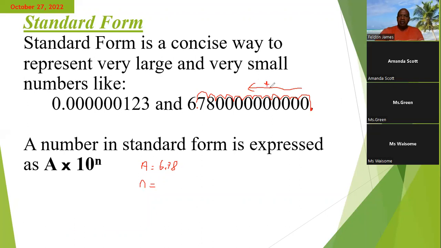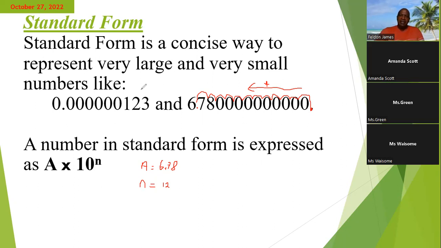So we know that the number of places tells you what n is, so n is 12, and the direction in which you move tells you that n is positive. So here we would have a positive 12. Now we don't need to write positive numbers with the plus sign in front of it for it to be positive. We know that if a number has no sign in front of it, it is understood that that number is positive. So here n is positive 12 and a is 6.78.